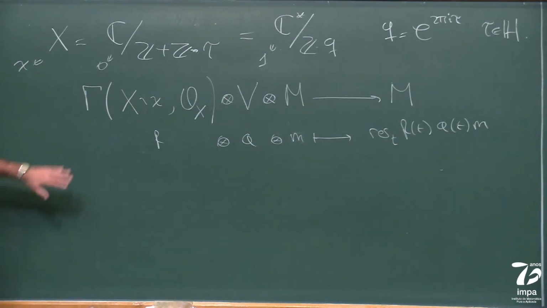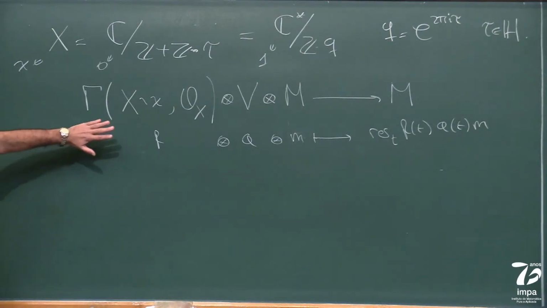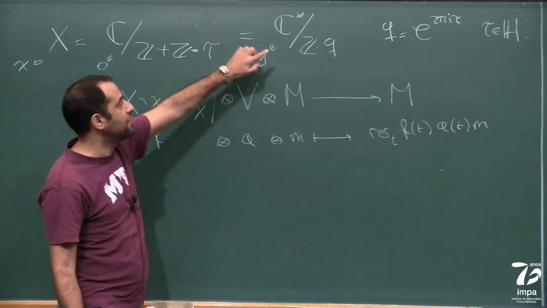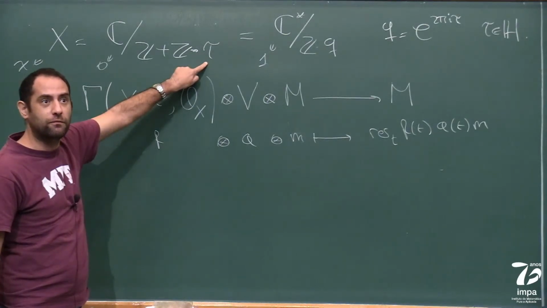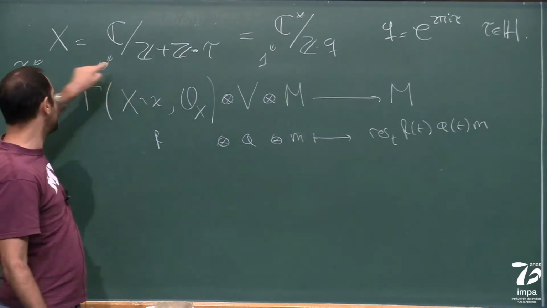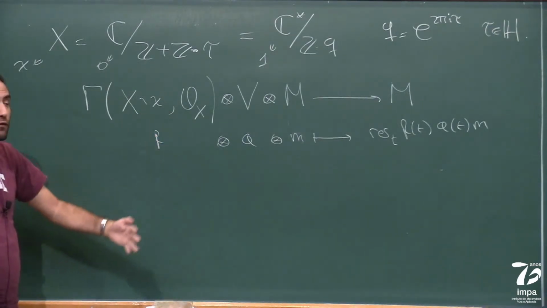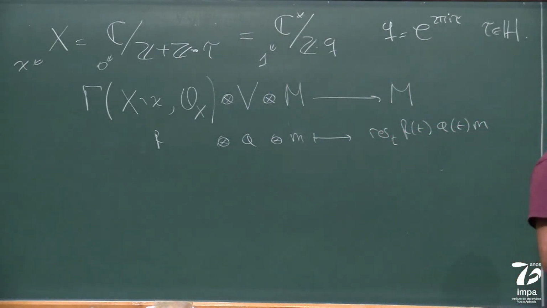Now, at no point have I used tau here. This clearly only depends on the curve X. So whatever I get is modular invariant. So in this moduli space of elliptic curves, if I replace tau by some Möbius transformation of tau, I get the same curve, the same spaces, the same differential. So whatever I write is, of course, going to be modular invariant if I write it in terms of tau. Okay, so far, so good.